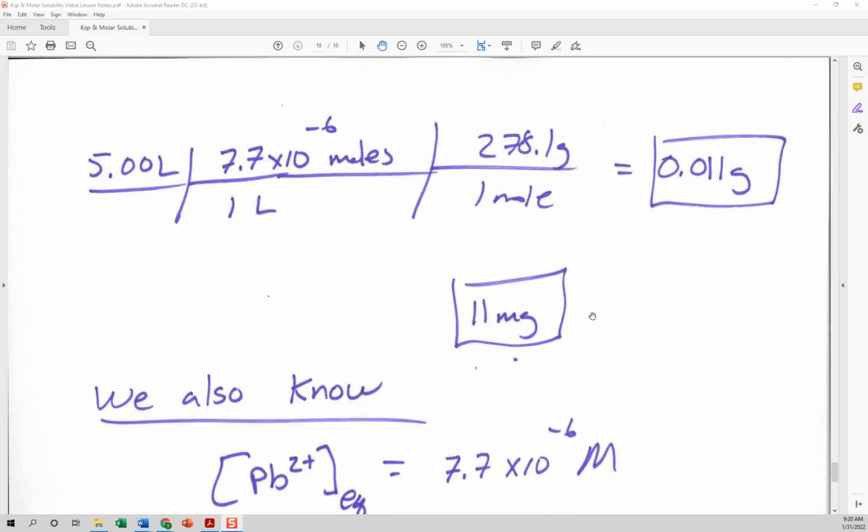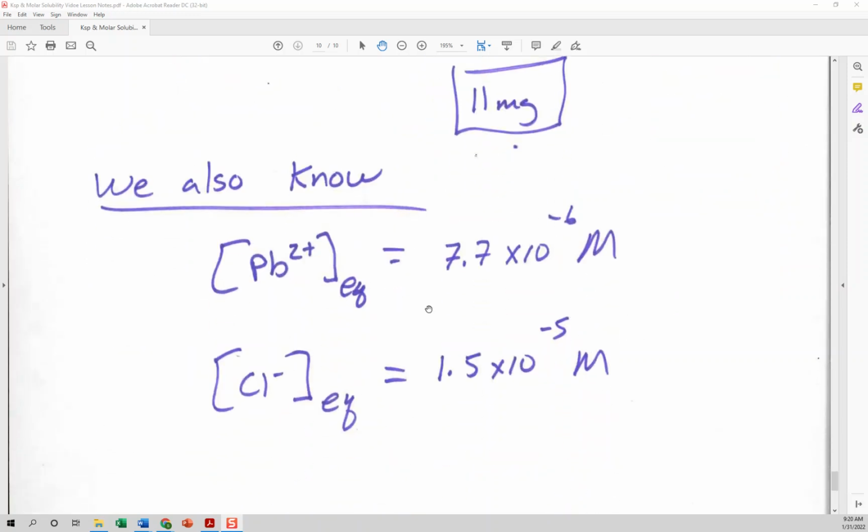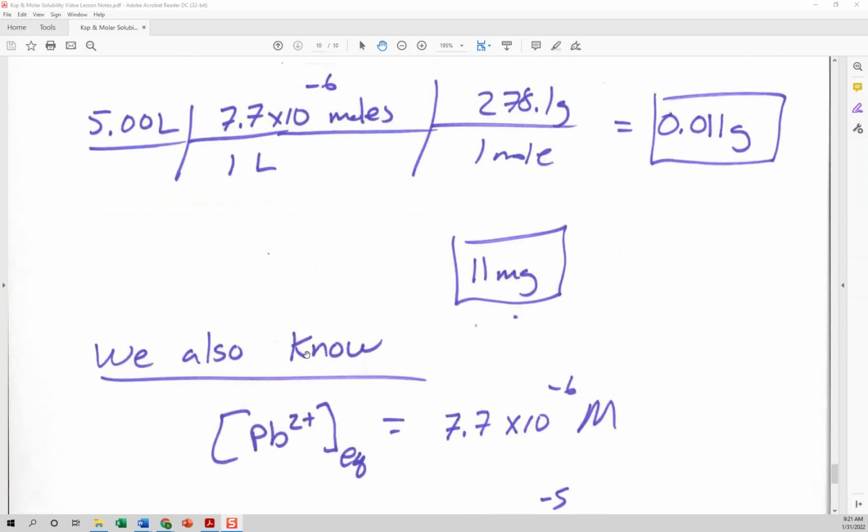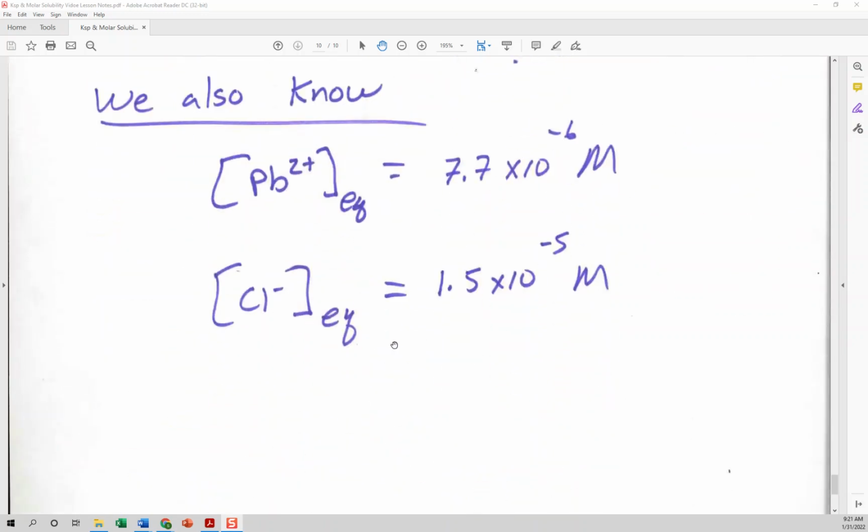But also understand the other things we know. The subscript for lead in lead chloride is 1, so the molar solubility of the compound is the concentration of lead ions in a saturated solution. And for chloride, it would be double that. If we took this and multiplied it by 2, that would be the chloride concentration, because the subscript of chloride in PbCl2 was 2. So if you take the molar solubility and multiply it by the subscript of the ion, that gives you the concentration of the ion in a saturated solution.